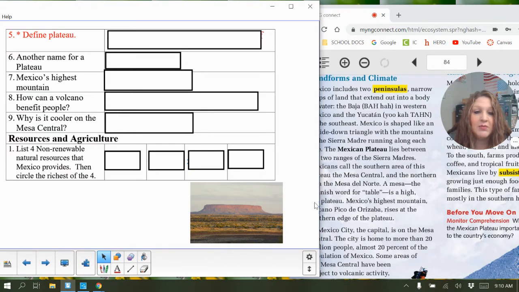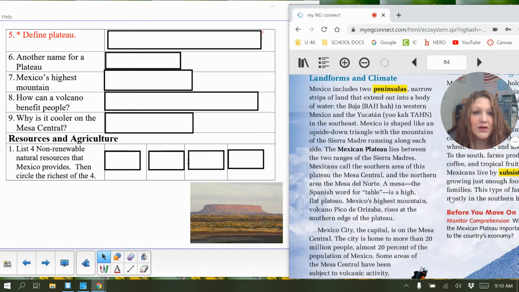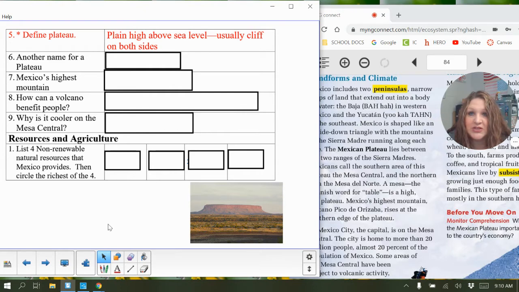So I'm going to go ahead and switch the page. And a plateau, let me get this over here again, it doesn't specifically give us the definition here. It just talks about the Mexican plateau. So I'm going to give you that information: this is a plain that's high above sea level, usually with a cliff on both sides. Down here below, I have an image of what a plateau looks like. Okay, kind of like a mountain, right? It's got these cliffs on the sides, but it doesn't come up to a steep point. It's flat on the top, or it has plains on the top. You could use that as well.